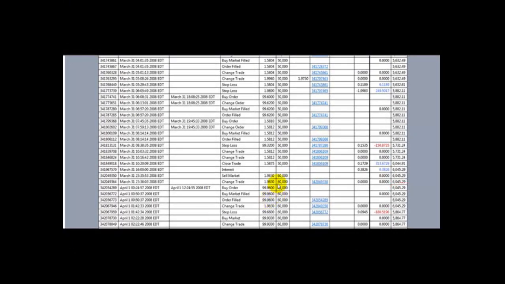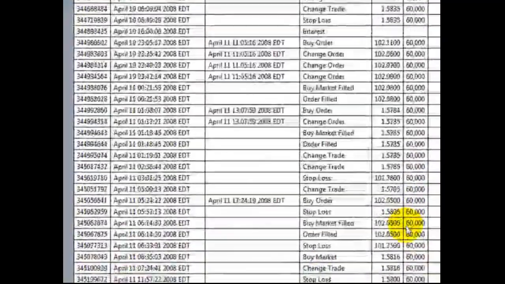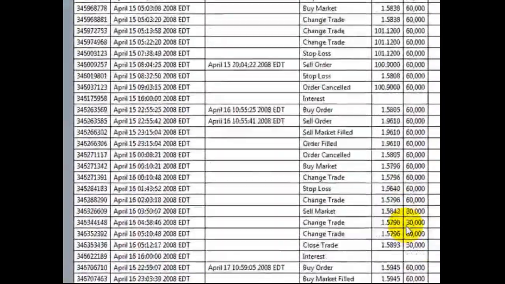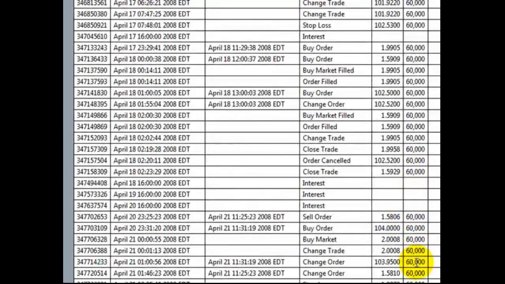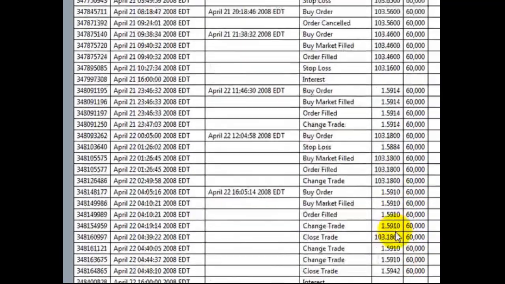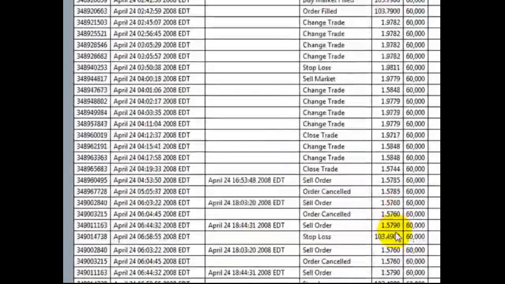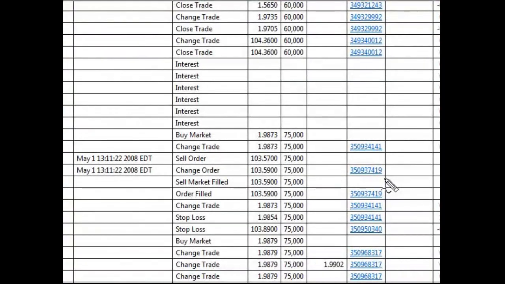So let's go through April, and we'll go right down to the bottom of April. You can see the account balance is fluctuating as we go through, but I've retained the same lot size of $60,000, which is pretty important, no matter whether your account goes up or down during that period. And here we go, we're at the end of April, the 1st of May, and the account balance is now at $7,500. So we've more than doubled our account size simply because we've traded conservatively.